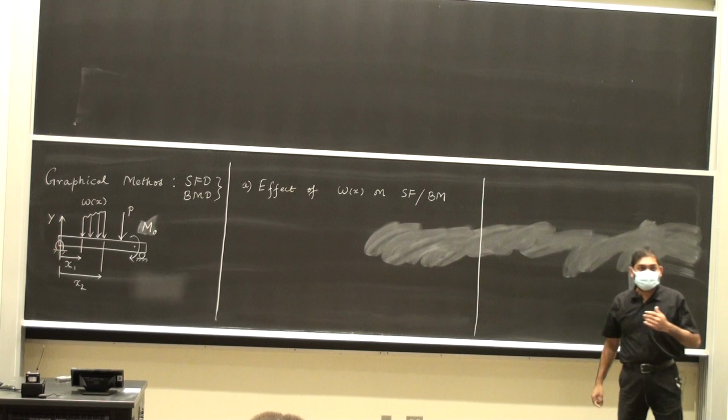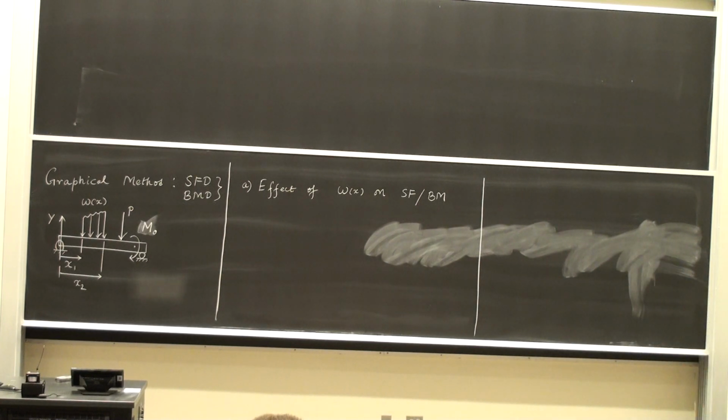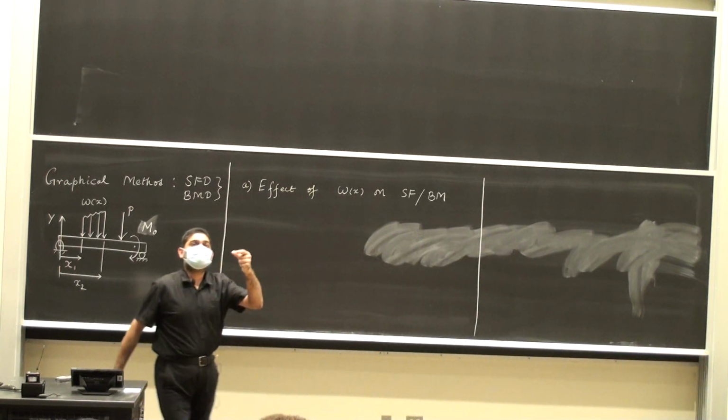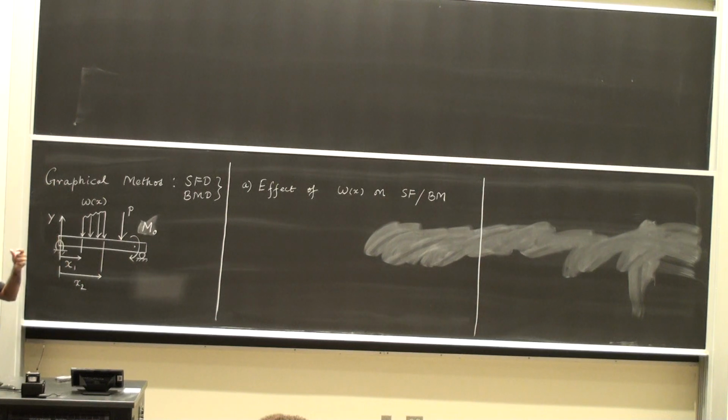Okay, so W of x is the load intensity. What is the effect of the shear force and the bending moment? What is the effect of this on that? To understand this, I'm going to take a very small slice of the beam in the region where the distributed load is acting. Okay, so look at this.